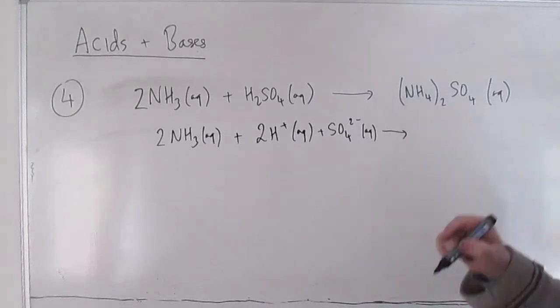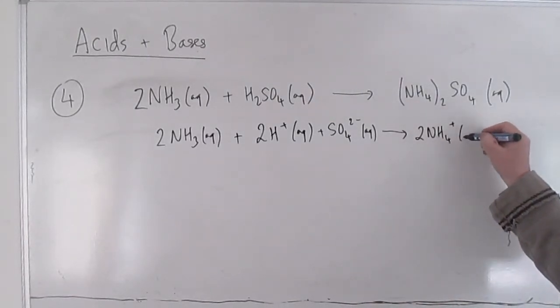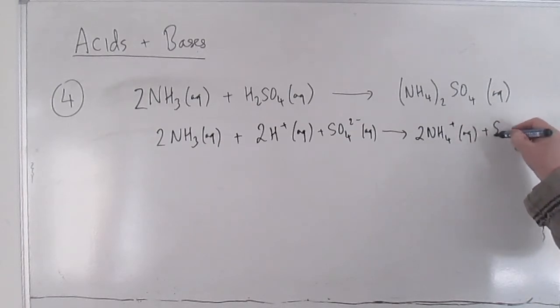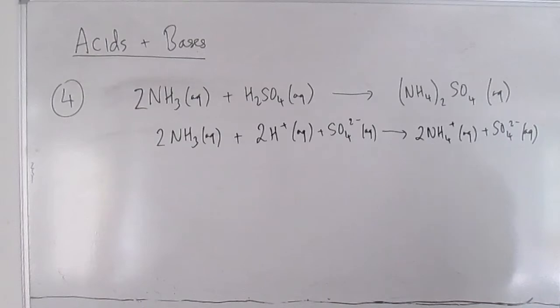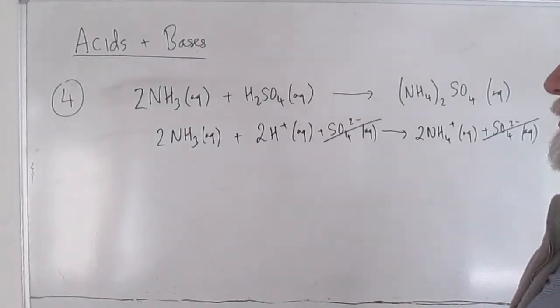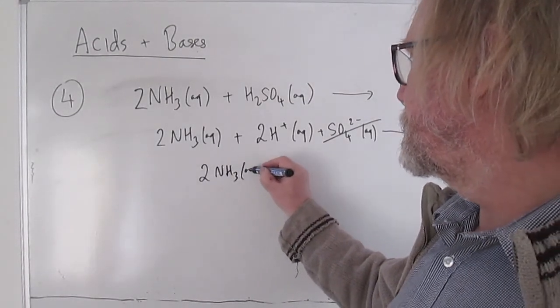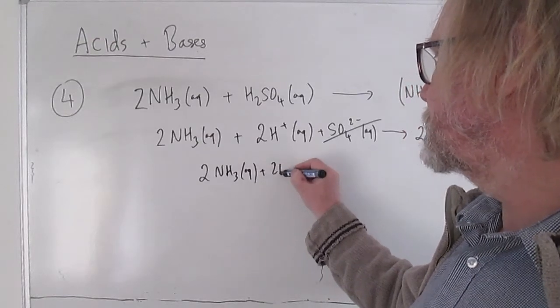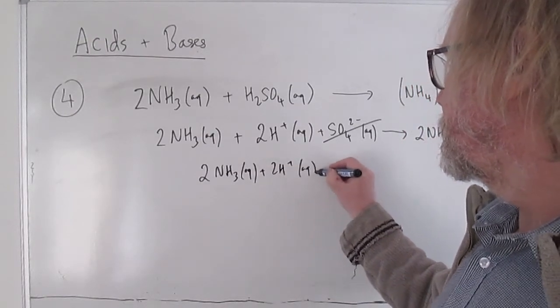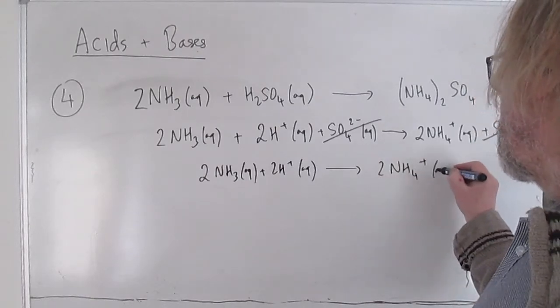And this is an ionic salt. So again, broken up into ions. So 2NH4+ and sulfate. So long as the ions are in aqueous solution, you write them separately. And the cancelling in this case is the sulfate ions. So you get 2NH3 plus 2H+ gives you 2NH4+, and that's your ionic equation.